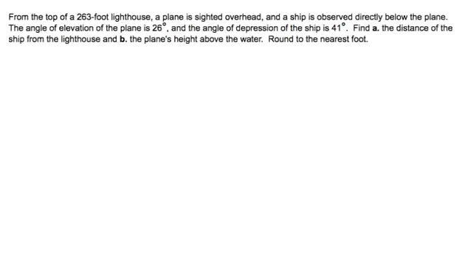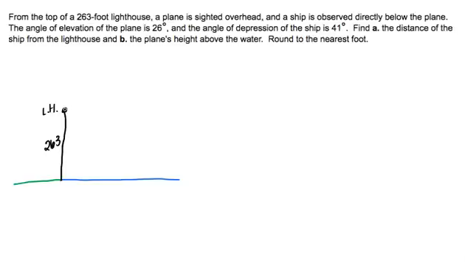So in this problem, we have a 263-foot lighthouse. A plane is sighted overhead, and a ship is observed directly below the plane. Okay, so let's start with the ground, which I suppose is, here's the water, is blue. We'll do the grass is green here. Okay, so the lighthouse is right here. For simplicity, we'll keep our picture very simple. Call that the lighthouse. Okay, and its height is 263 feet.